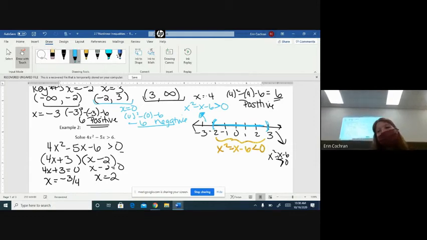Now from this, we've got to do our testing intervals, right? So what are my testing intervals? We're going to go from -infinity to, what's my smallest number? -3/4, right? Then we're going to go from -3/4 to 2, and then we'll go from 2 to positive infinity. So we're getting each direction of those, right?